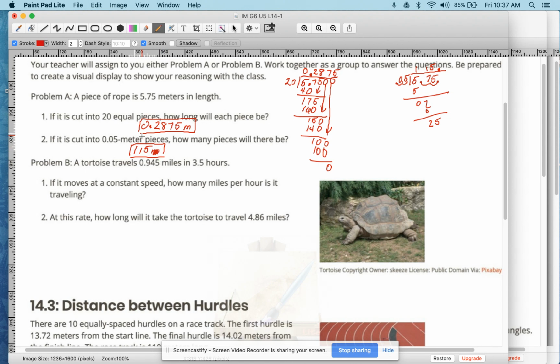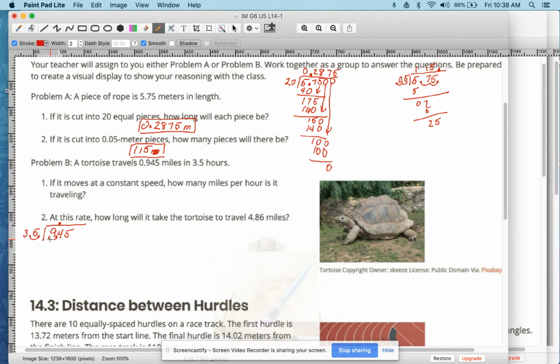All right, problem B, a tortoise. A tortoise is traveling 945 thousandths miles in 3.5 hours. If it moves at a constant speed, how many miles per hour is it traveling? Well, it's traveling 9.945 miles in 3.5 hours. So we're going to divide that by 3.5. So I have 1 decimal place in my divisor, so I'm going to move it over. That means I have to move 1 decimal place over in my dividend.